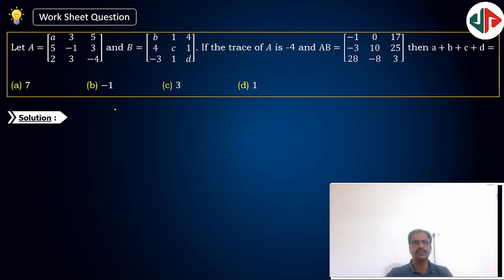Next, matrices A and B are given. Trace of A is minus 4. What is the meaning of trace of A? Sum of all the principal diagonal elements. That is a minus 1 minus 4, which is given as minus 4. Implies a is equal to 1.